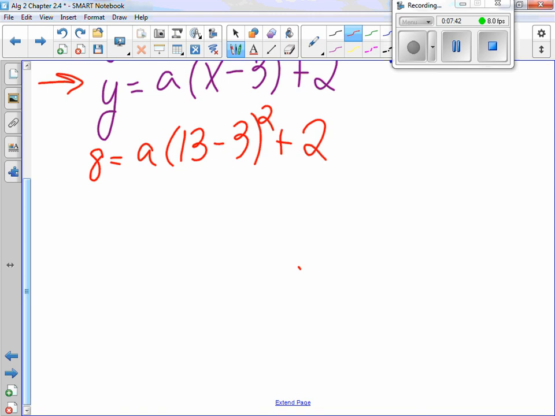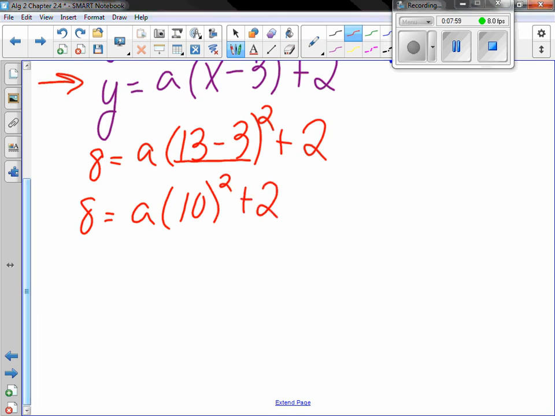So let's work this out. Let's solve for a. I can't do anything with 8 yet. But we can do 13 minus 3, which is 10. We can do 10 squared. 10 times 10 would be 100. And we would have 100a plus 2.